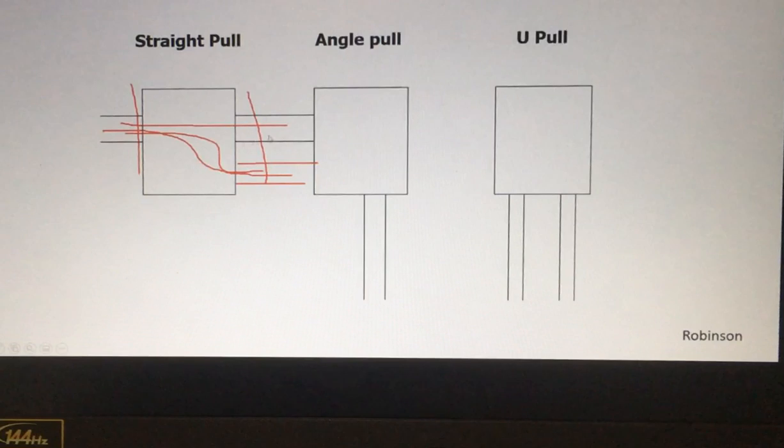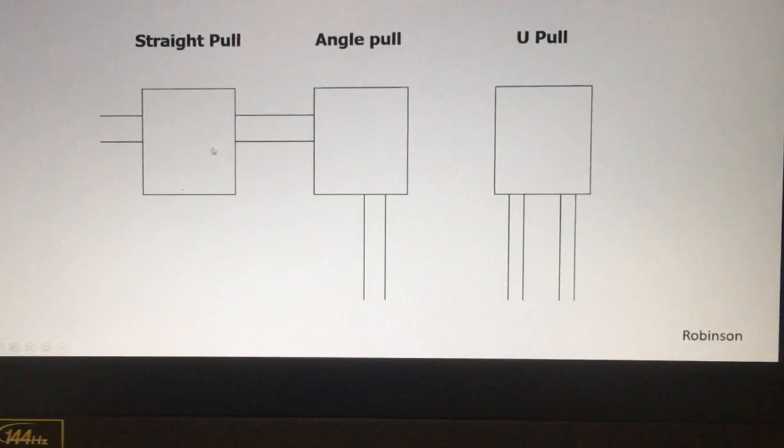Okay, so an angle pull is where the conduit enters one side of a box and exits an adjacent side. So it would come up the top or the bottom or whatever. And then the U-pull is where it enters one side and comes out the same side.